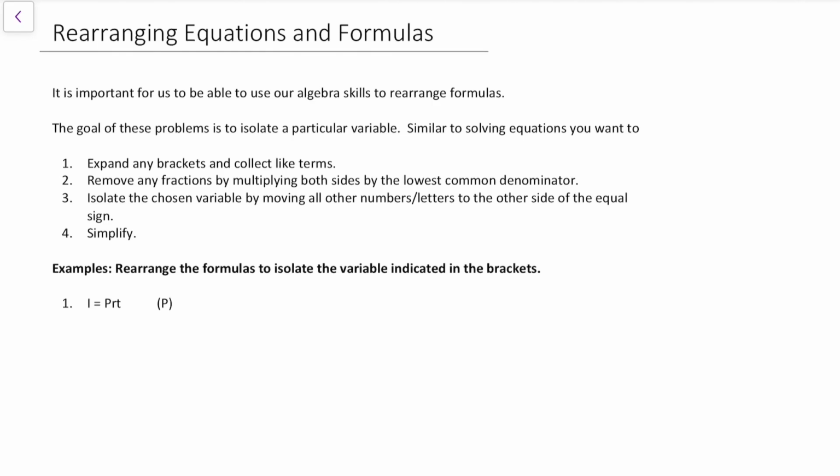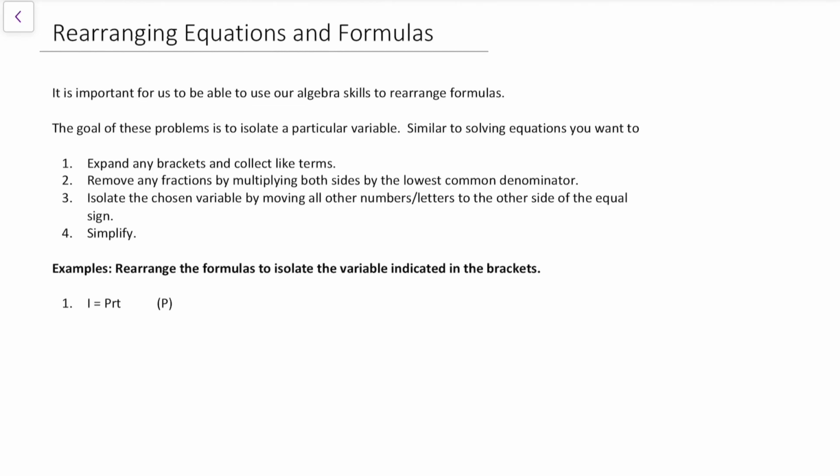We can use the same skills and strategies we use when solving linear algebraic equations in order to rearrange the equations for the variable that we're looking for. So when we're solving these, we first want to expand any brackets and collect like terms. We're simplifying the formula as much as possible. We're removing any fractions if we need to by multiplying both sides.